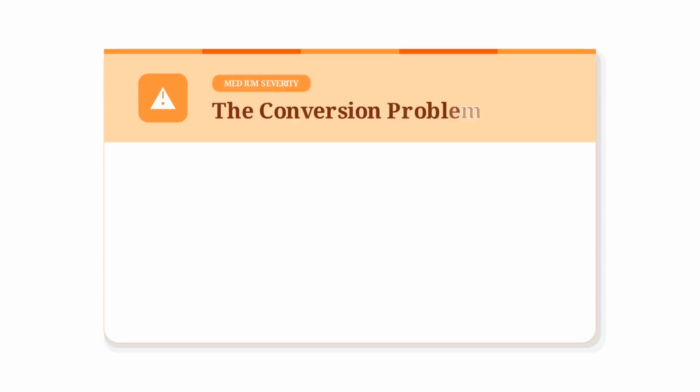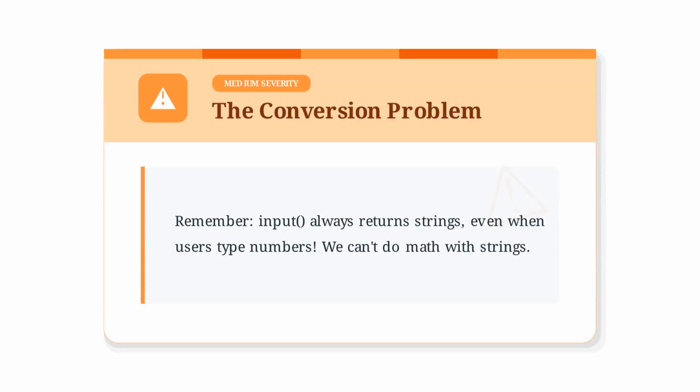Here's our challenge from the last video. Remember how input always gives us strings? That means if someone types the number 5, we get the text 5, not the number 5. But we can't do math with text. That's where conversion comes to the rescue.